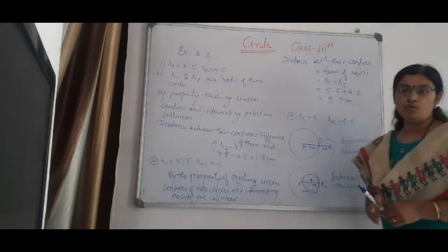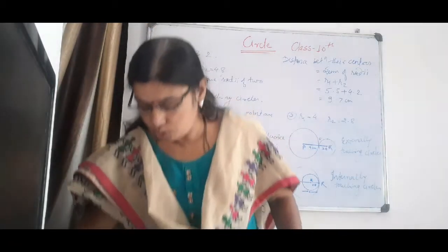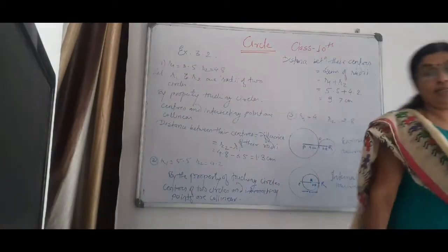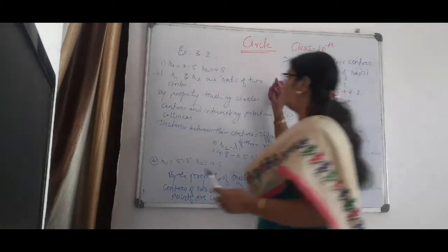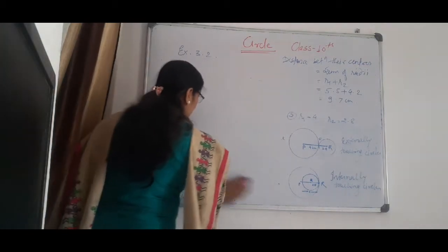Now let's start the fourth problem, which is the most important problem. It is generally asked for how many marks? 4 marks. The fourth problem is important, asked for 4 marks. Now let's start the fourth problem. Now see here what is given in the fourth. First draw the figure.